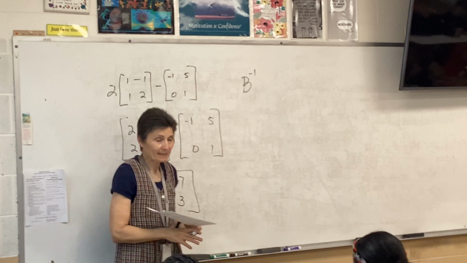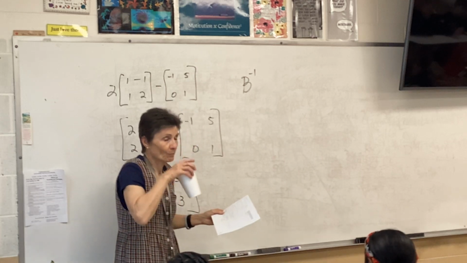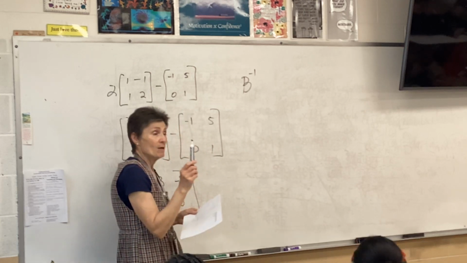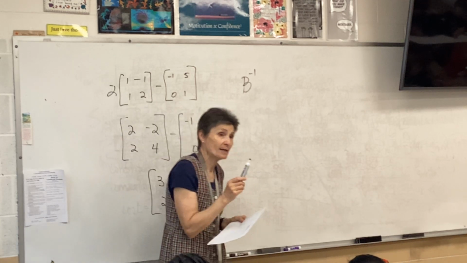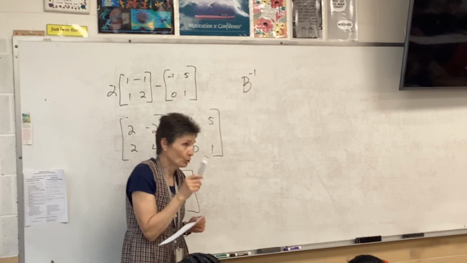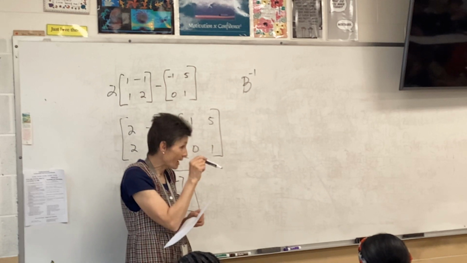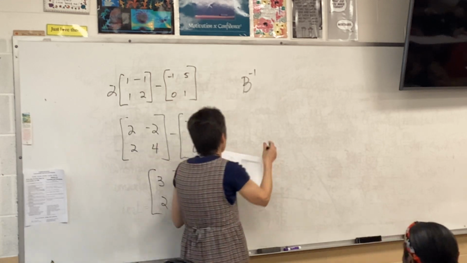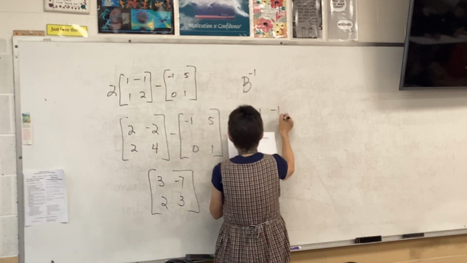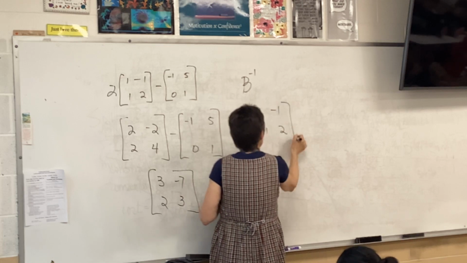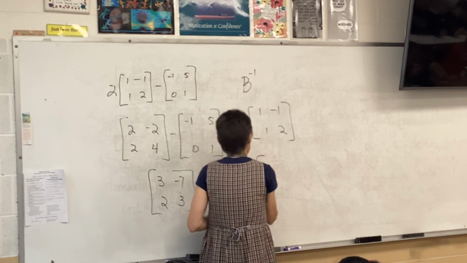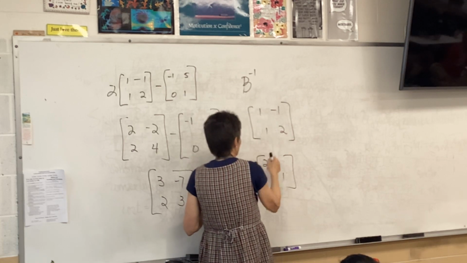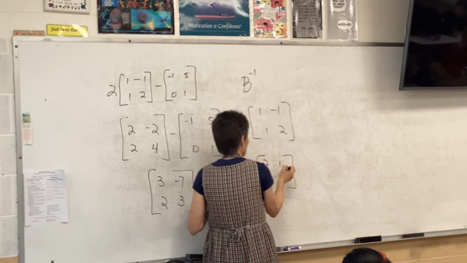What does the second one want me to do? Find the inverse. Now, that is not always possible, you guys. What is the rule for inverses? They gotta be square. Is B square? Yep. So I can find its inverse. What are the steps I go through? Switch the 1 and 2. So I'm gonna make a new matrix by switching these two, and then flip the signs of the other. That becomes negative 1, and that becomes positive 1.